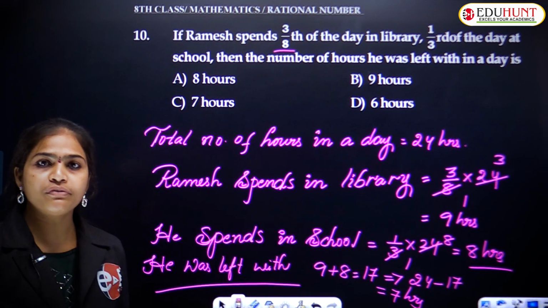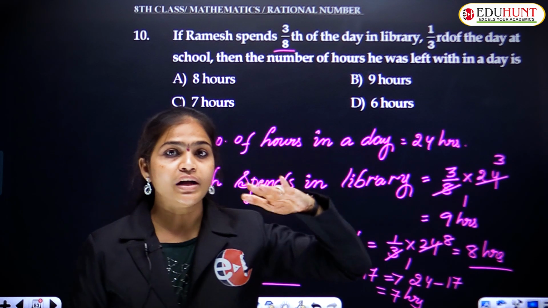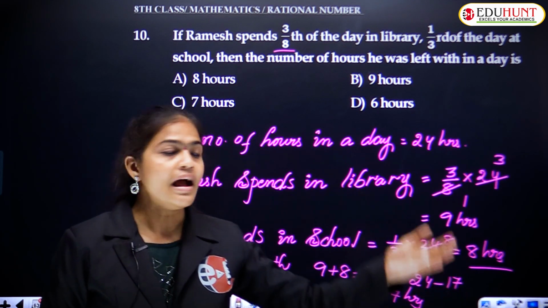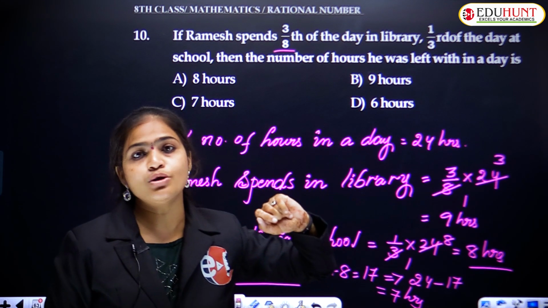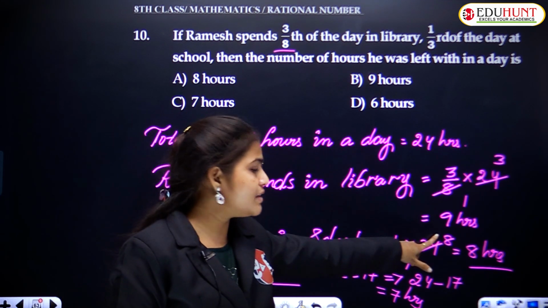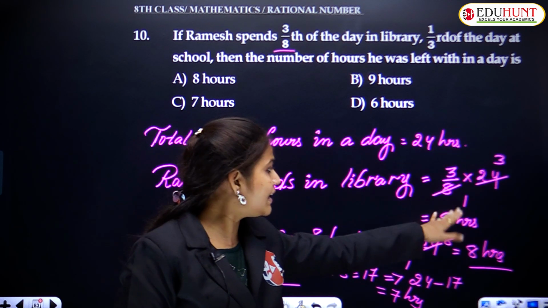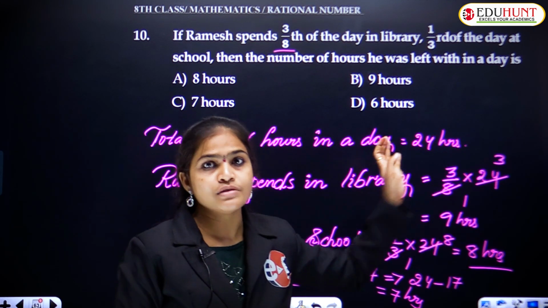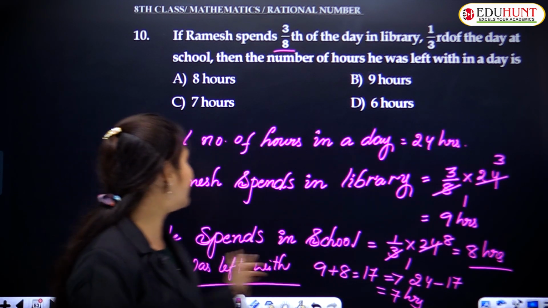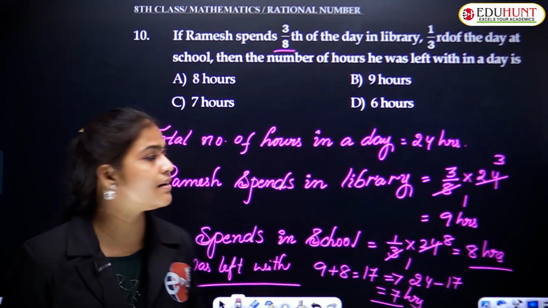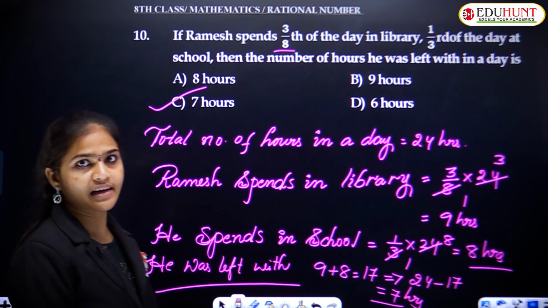Clear? Out of 24 hours in a day, he spent 1/3 part of the day in school, as well as 3/8 part of the day in the library. So totally he spent 9 hours in the library and 8 hours in school, so 17 hours he spent outside. So how many hours is he left with in a day? In a day he is left with 7 hours. So which option is correct here? Yes, option C is correct here.